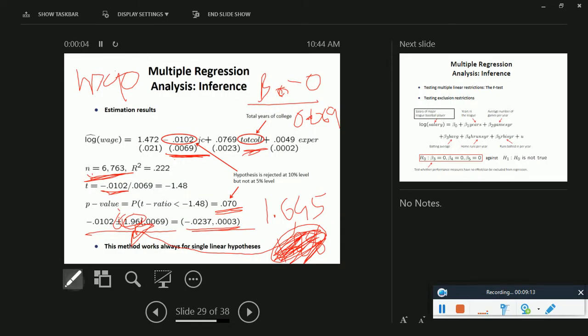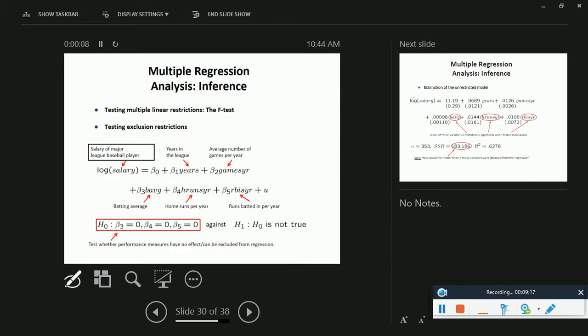So getting back to our hypothesis, right? Suppose you have multiple variables that you think don't have any effect on salary. In this case, they are testing the salary of a baseball player, and his or her salary would depend on the number of years in the league, average number of games per year, the batting average, home runs per year, or runs batted in per year, right? But if someone is saying that none of this has any effect on the player's salary, like the number of games doesn't matter, the number of years in the league doesn't matter, or how many home runs they hit every year doesn't matter, then this becomes a joint hypothesis test, right?